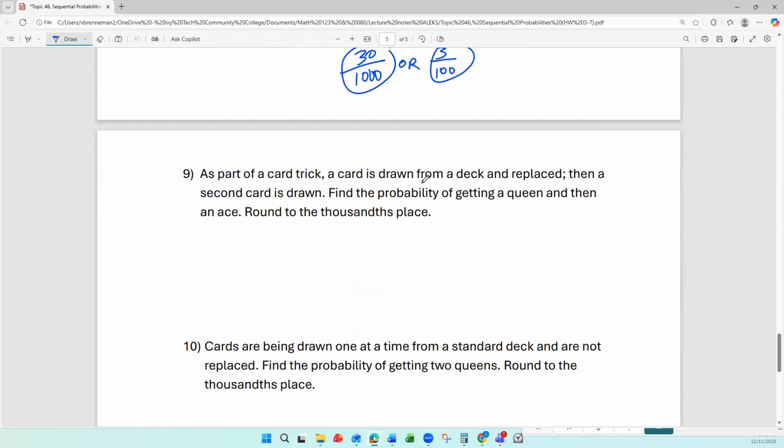All right, as part of a card trick, a card is drawn from a deck and replaced, then a second card is drawn. Now, with the card trick, there's probably shenanigans going on, but what makes a card trick a trick is that, assuming there's not a trick, this is what you would expect. So we're looking at what would be the normal probabilities with no trickery involved. So drawing a card and replaced means we're looking at independent. So we're assuming any card is equally likely to be drawn out of the 52.